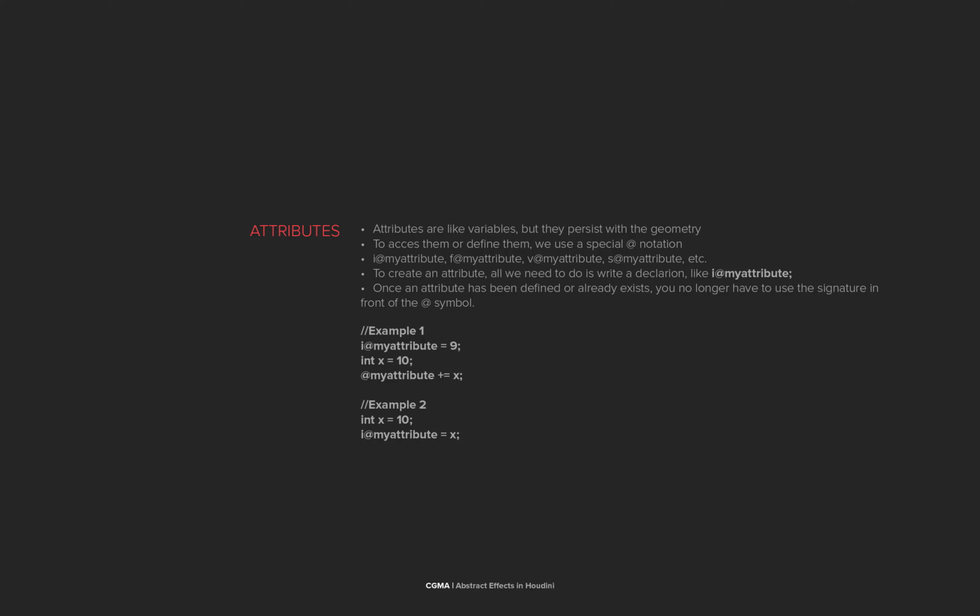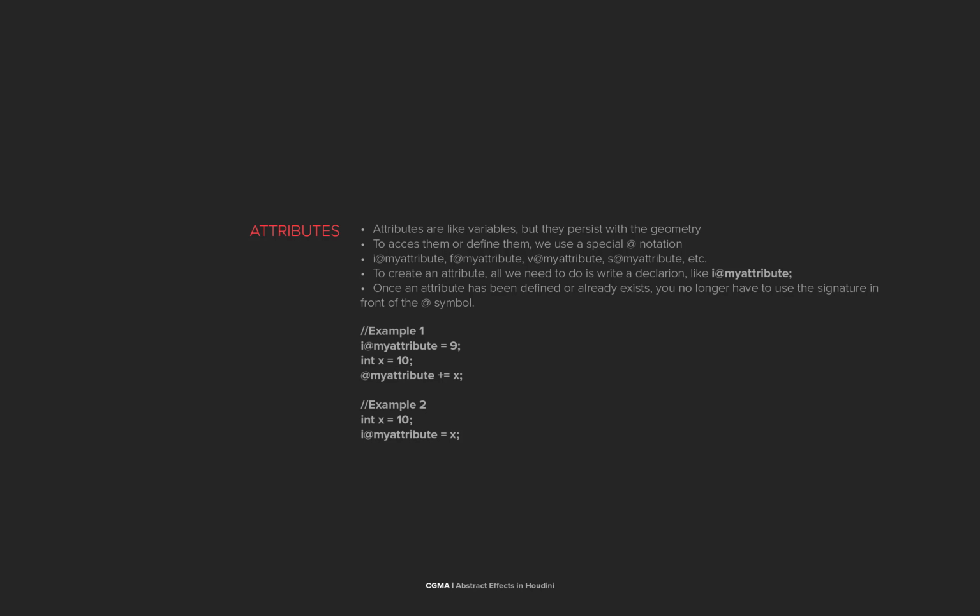The other thing to know about them is that when we do access them in VEX, we need to use a special notation to do that, and that is using this @ symbol. So for instance, when we are trying to define attributes in VEX, we use this @ symbol, and you can see I have i@myattribute for integer, f@myattribute, that's an f for float, v@myattribute for vector, s@myattribute for string, etc.